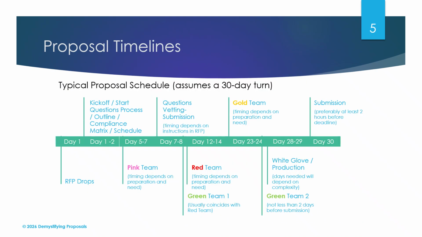On this slide, we present your typical proposal schedule, assuming a 30-day turn. Day 1 is the RFP drop, and day 30 is your proposal submission. There's a lot of things to get done between day 1 and day 30, as listed on this slide. This slide represents the approximate timelines for each of those phases of the proposal process.